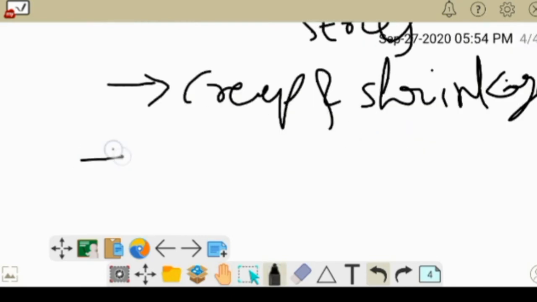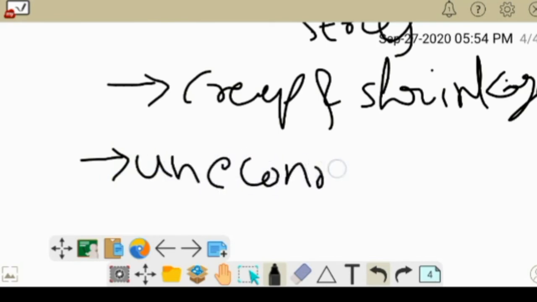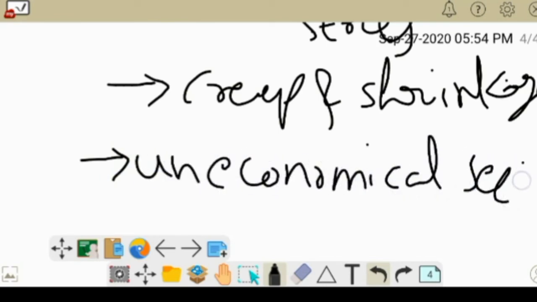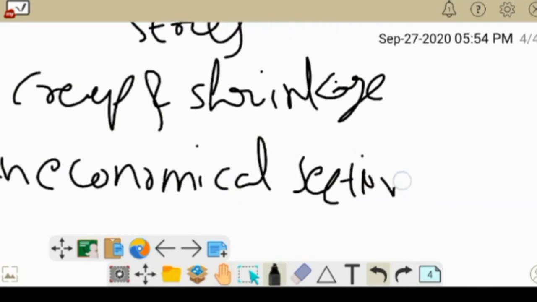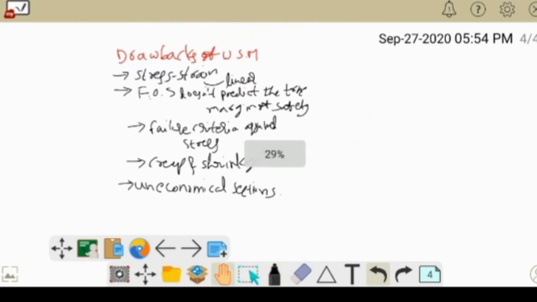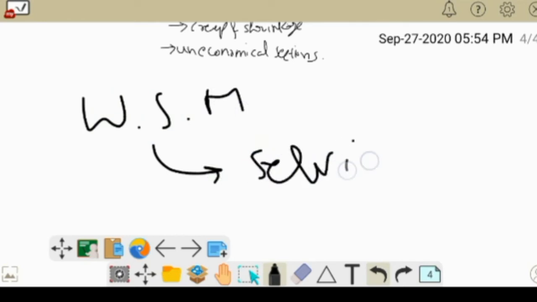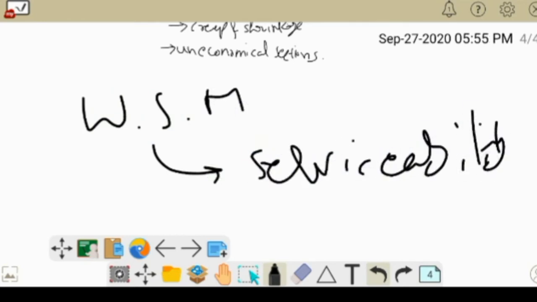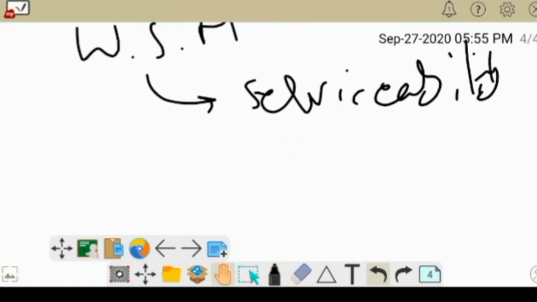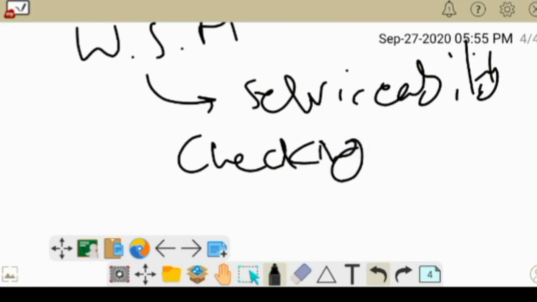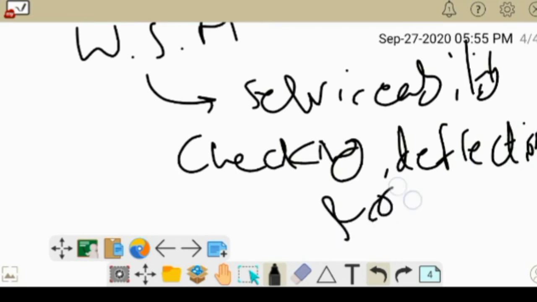Next, this method gives uneconomical sections because the section dimensions are very large compared to the other methods. That's why this method has been deleted in IS 456 2000, but the concept of this method is retained for checking the serviceability states of deflection and cracking. Hence, the knowledge of this method is essential and IS 456 2000 gives it in the appendix.